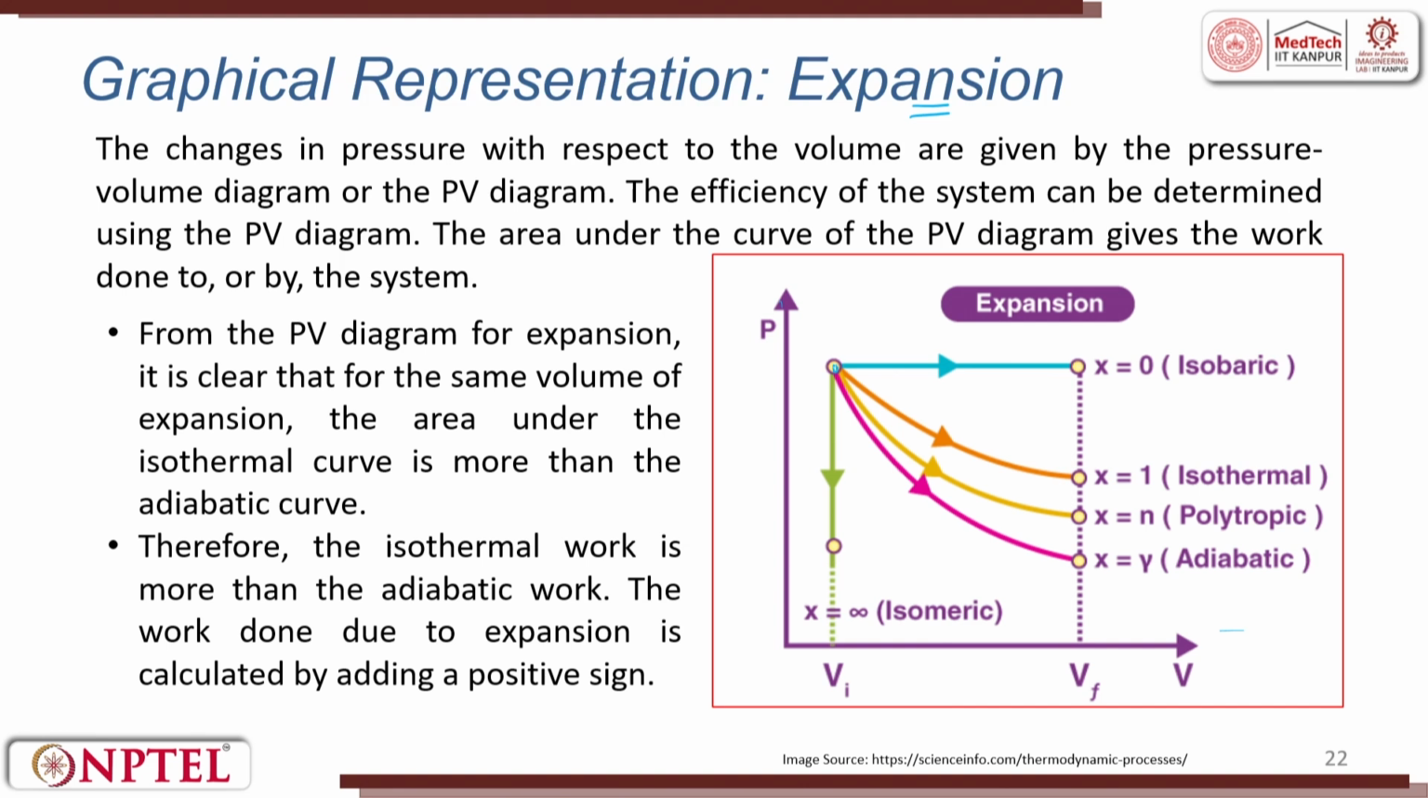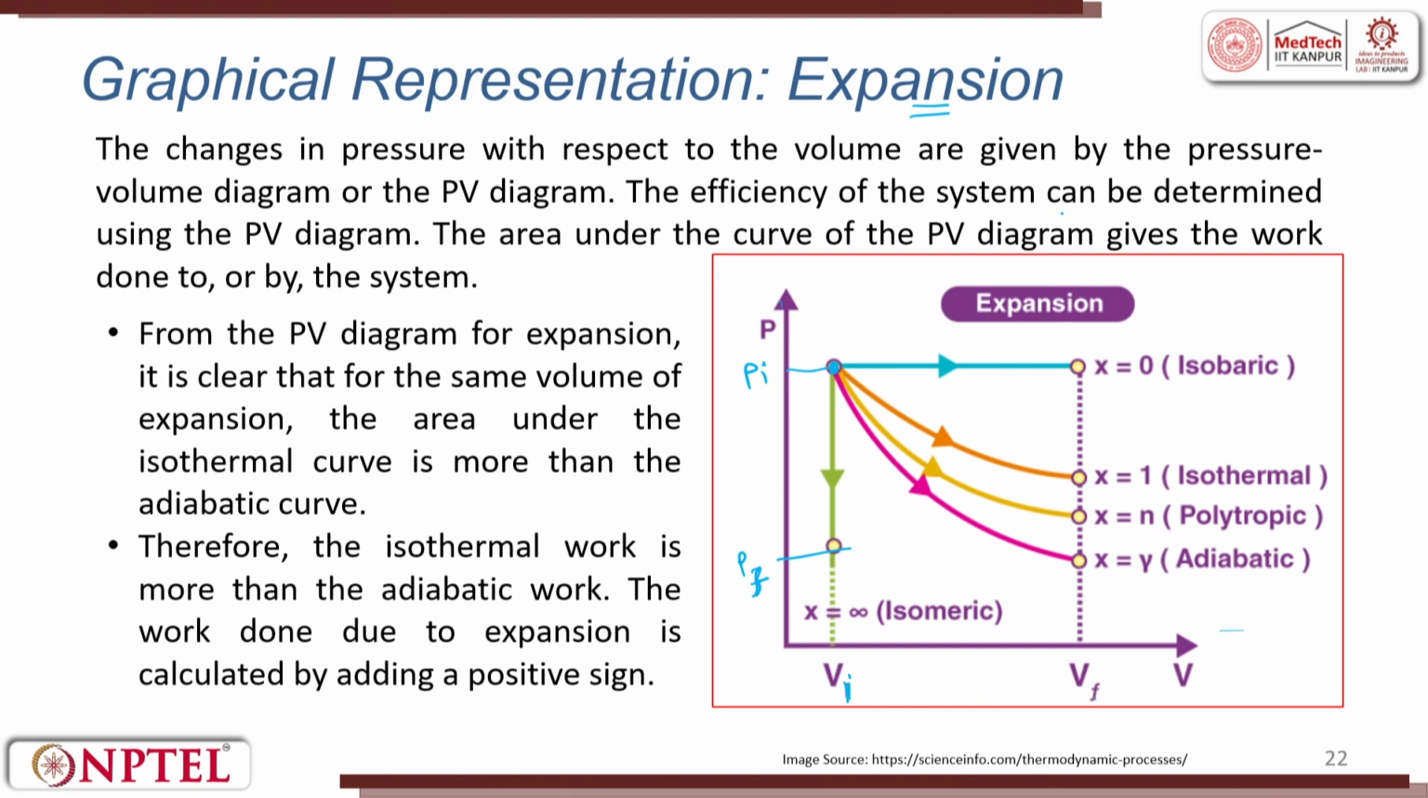So, let us take it as P1 and P2, and let us take V1 and V2. V1, V2 is V initial, V final. Then this becomes initial, and you take pressure final, whatever it is. Now let us try to understand the process of expansion graphically. The change in pressure with respect to volume is given in a PV diagram. Whenever we call it a PV diagram, it is pressure versus volume.